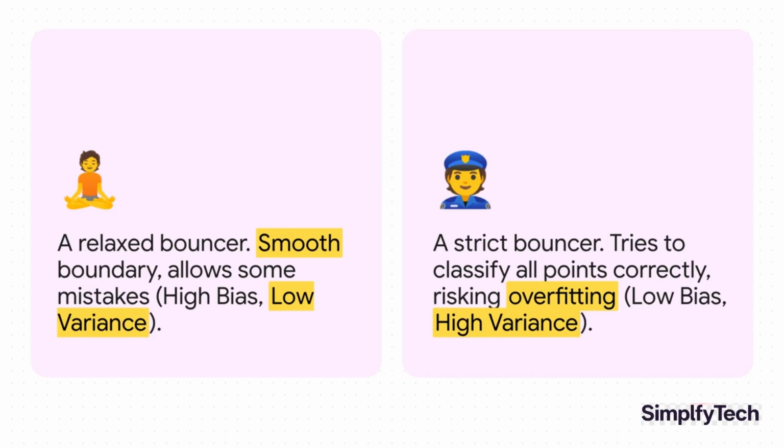A low C is a relaxed bouncer. It prefers a wide, smooth margin, even if that means a few training points end up on the wrong side of the rope. A high C is a total perfectionist. It will make the margin as narrow as it needs to be to classify every single training point correctly. The risk? It might start fitting to the noise in the data, what we call overfitting.